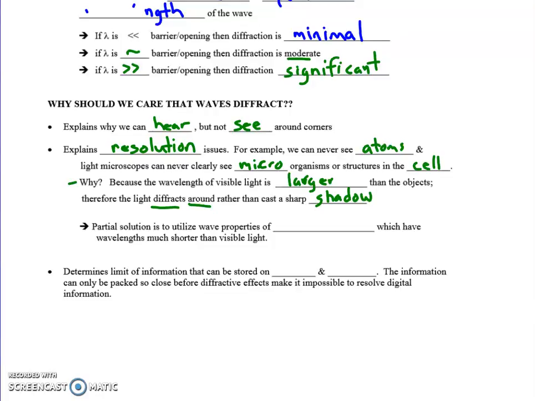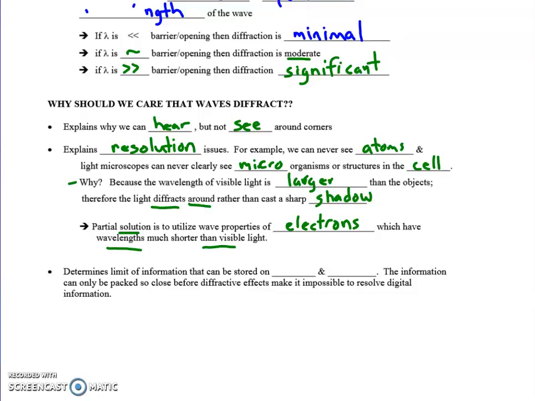So it doesn't matter what the magnification is of your microscope based on the lensing. The fact that you're shining light of a particular wavelength on objects smaller than it means you can never get a sharp image of it. So there is a partial solution. We can get around it a little bit by using the wave properties of electrons. That's something we'll talk about later on, because electrons we usually don't associate with having wavelength. But they have a much shorter wavelength, therefore we can see much smaller objects with high resolution.